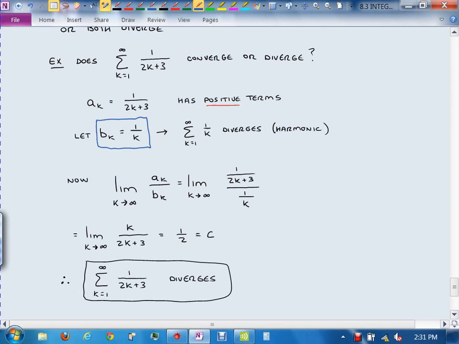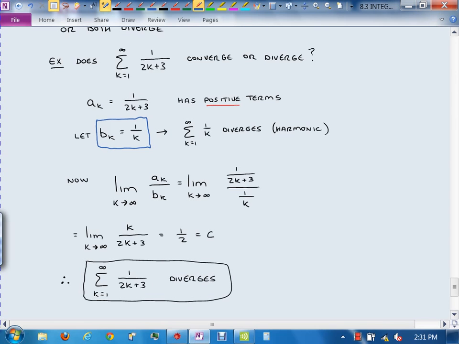That diverges. It's harmonic. But now I'm going to take the limit of these two sequences stacked on top of one another. So a sub k was the original sequence of this series. That's 1 over 2k plus 3. B sub k was 1 over k. Flip that fraction around, right? 1 over k comes up. The k basically sits on top. And now take the limit of this. That's L'Hopital's rule, isn't it? Infinity over infinity. That gives you 1/2.